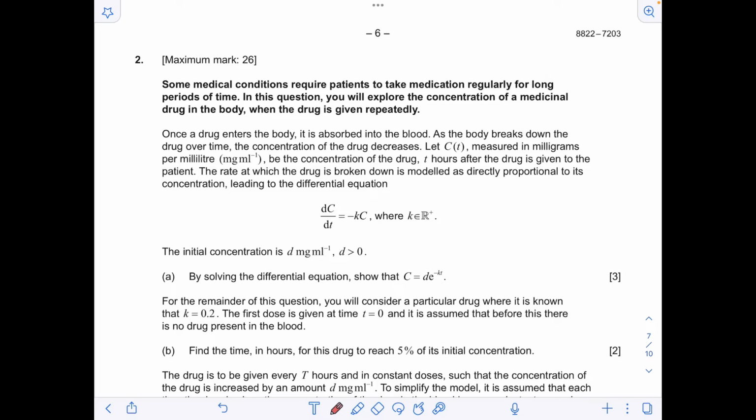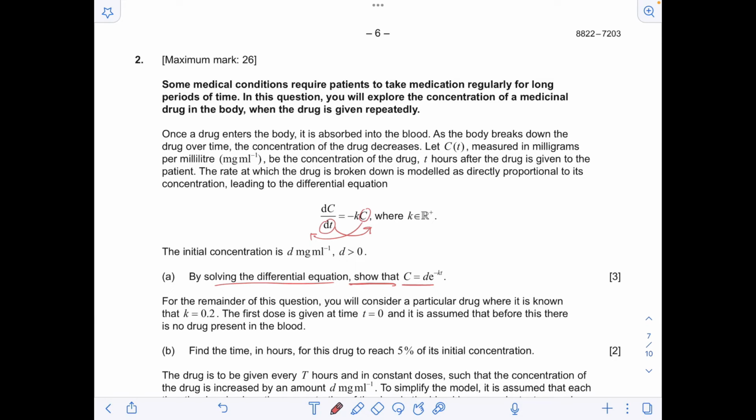For part A, by solving the differential equation, show that C equals D e to the negative kt. Two things here. We're asked to show that, so we know that we need to show the steps, write out the work, and we're given the answer. We want our answer to look like that, meaning we have to start with something else to arrive there and show our steps. But it tells us how to do this by solving the differential equation. So that's where we will start. We need to move the C to the left side, and the dt to the right side.